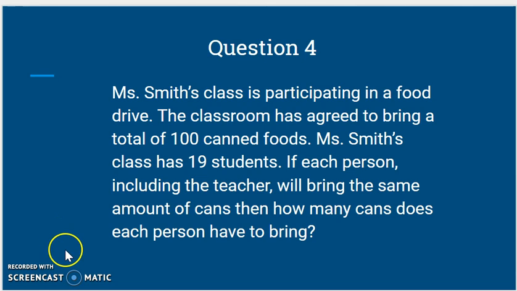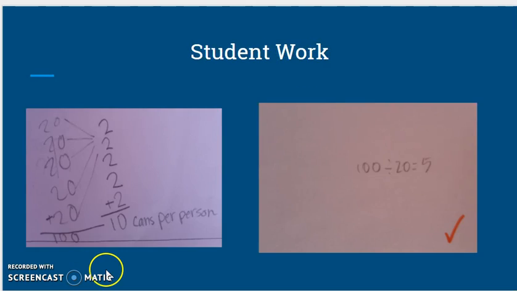So how I would solve this is divide the total number of cans you need to bring by the number of people. So Mrs. Smith plus her students would be 20, so 100 divided by 20 is 5. So we can see here the work from the first student. She didn't get the right answer, but she just made a small mistake.